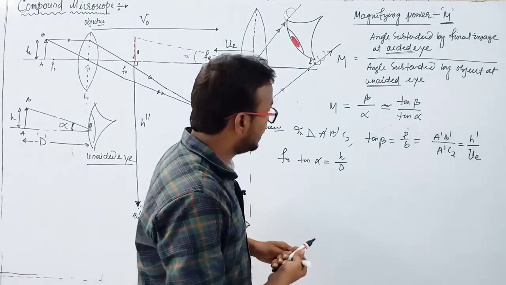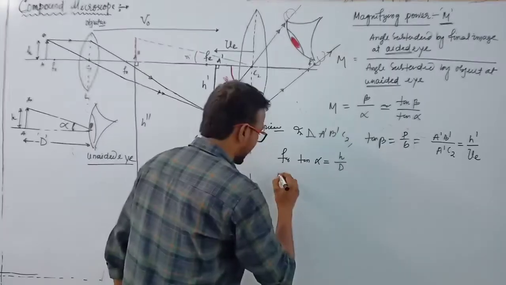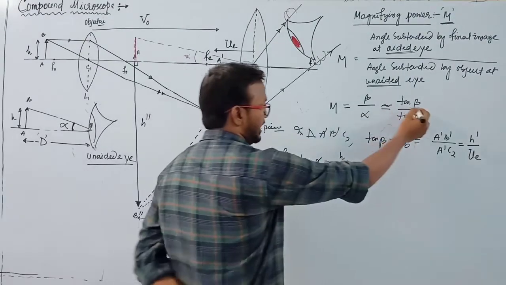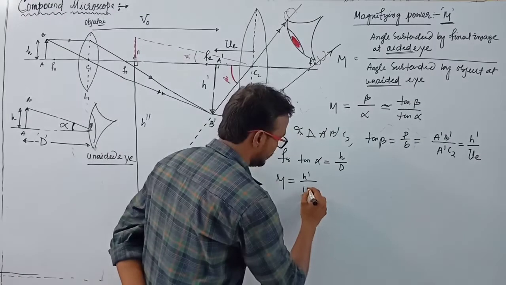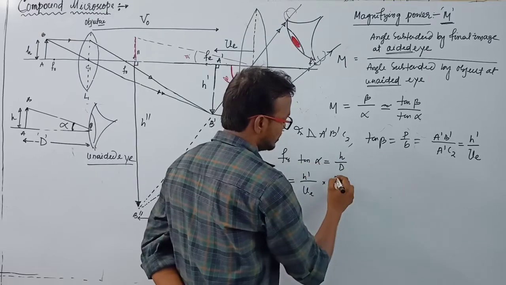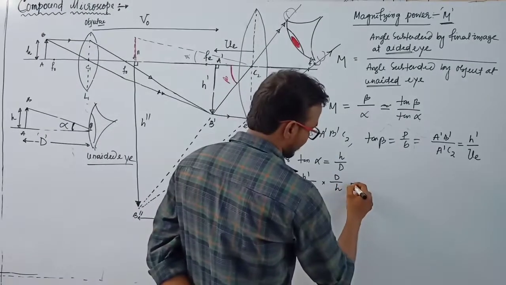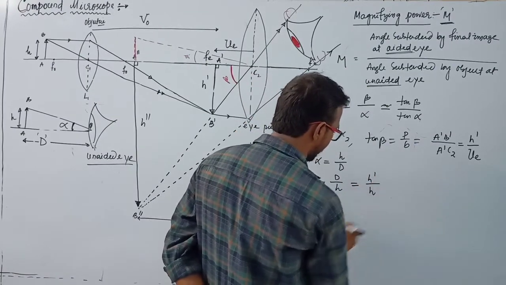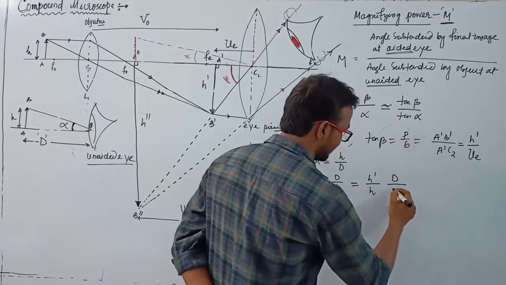Now use the values of tan alpha and tan beta in this equation. So the magnifying power of the compound microscope will be tan beta, H dash by UE, divided by tan alpha, H by D, which is equal to D by UE times H dash by H, and we can write H dash by H which is equal to D by UE.